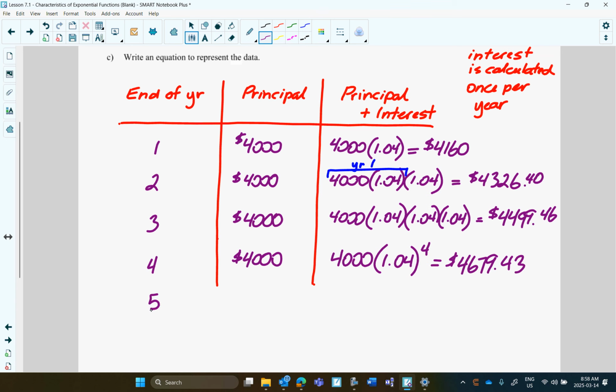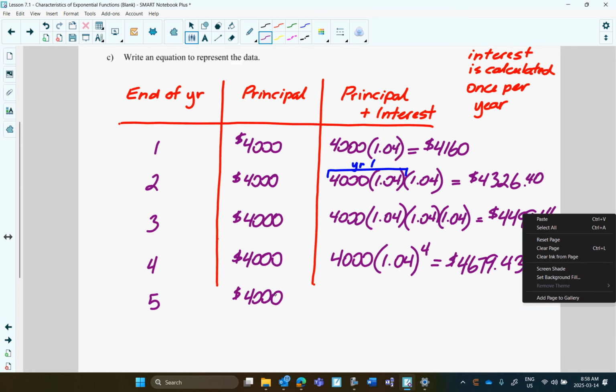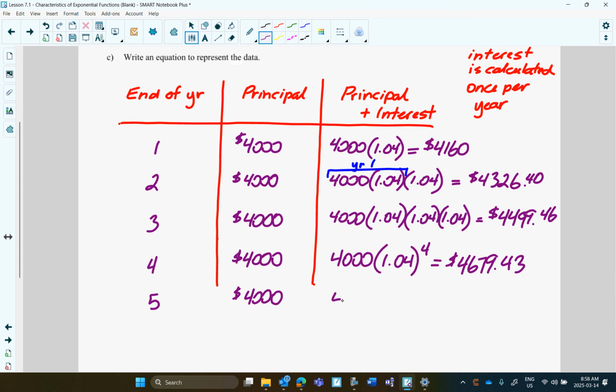And finally, at the end of year 5, what would you multiply the 4,000 by? 1.04 to the power of 5, yes. And your investment would be worth $4,866.61. So you made over 800 bucks. And at the end of 5 years, you can decide, okay, I'm just going to take the interest out, the 866, and I'm going to leave the 4,000 in and let it grow again.